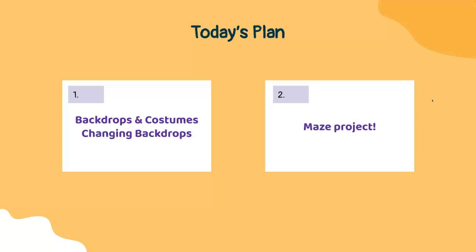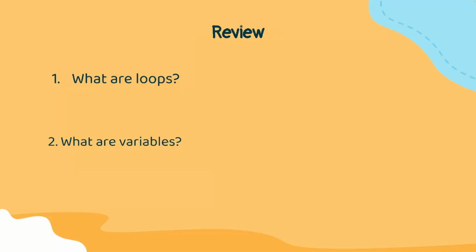For each of these questions, please pause the video after I say the question and answer it yourself. Then press play for me to go over an answer. First, what are loops? Again, please pause the video and think of an answer. The answer to this question is, loops allow you to repeat code multiple times. For instance, I could use a forever loop to make my piece of code run forever.